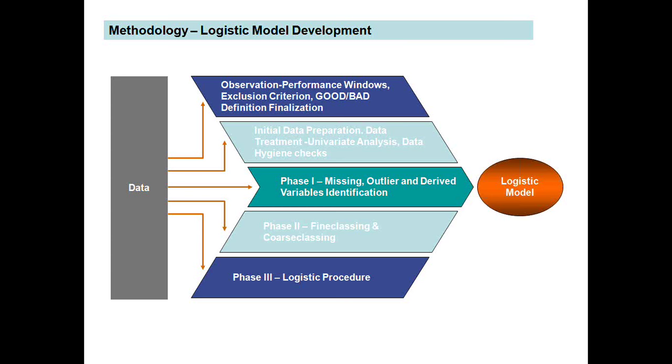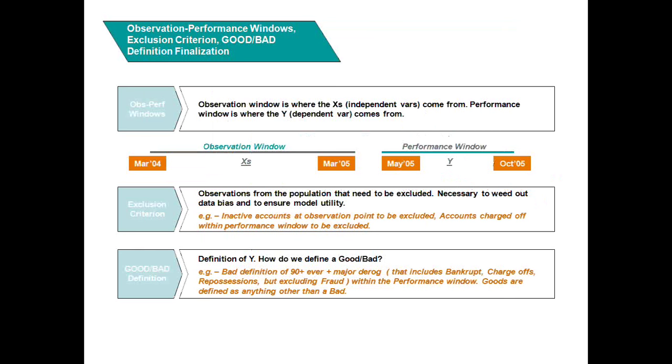So how do we decide the observation performance windows? What are those exclusion criteria? What is the good, bad definition finalization, etc.? So, observation performance window. The observation window is where the X, which are our independent variables, come from. And the performance window is where the Y, our dependent variable, comes from.